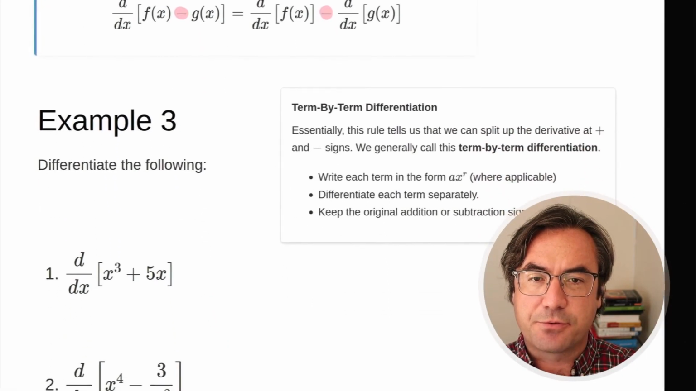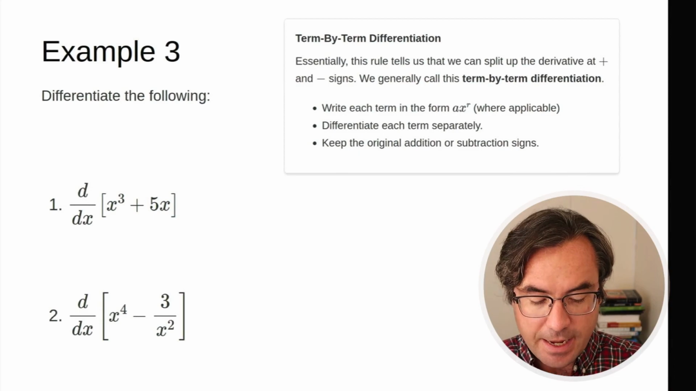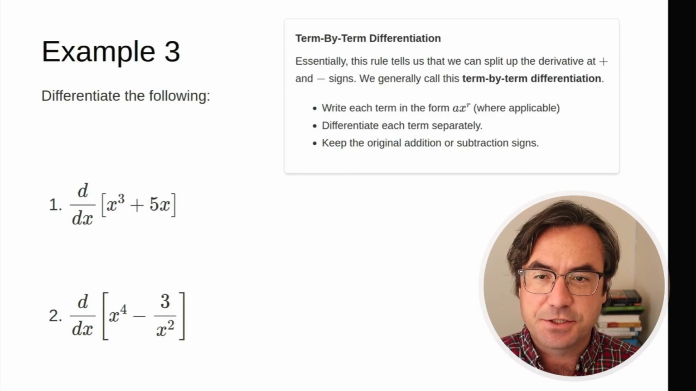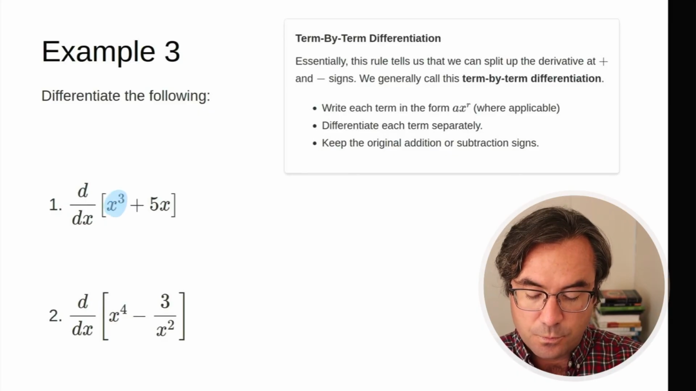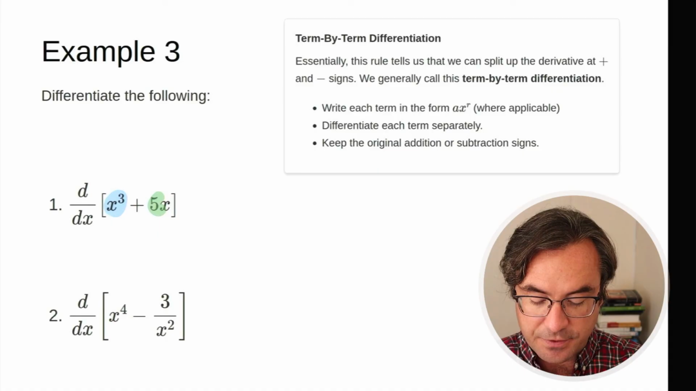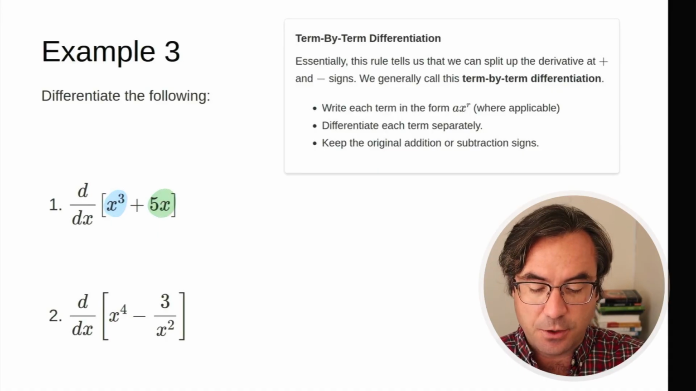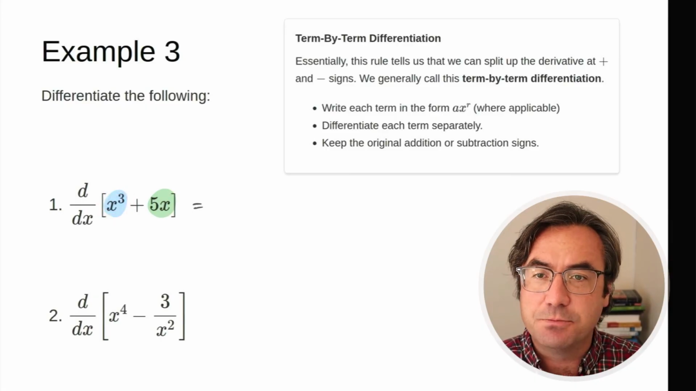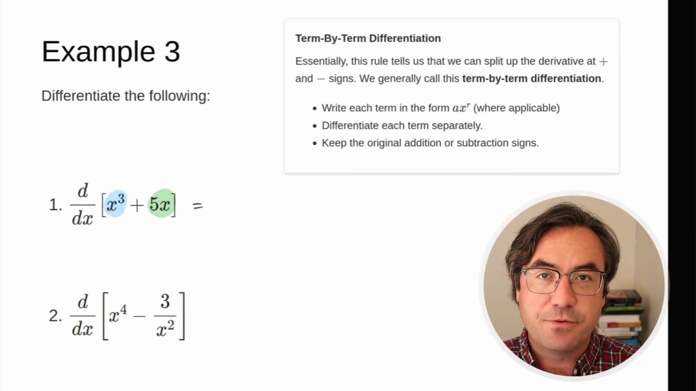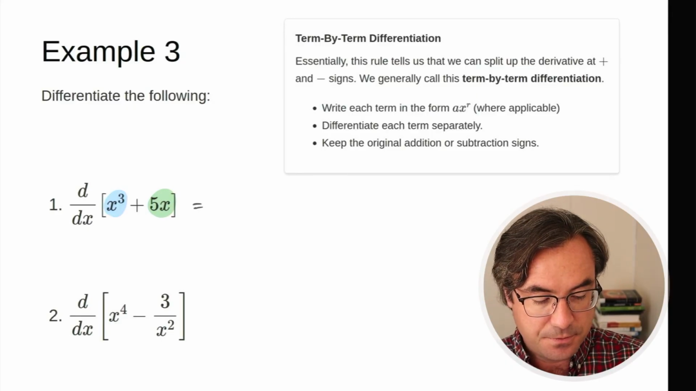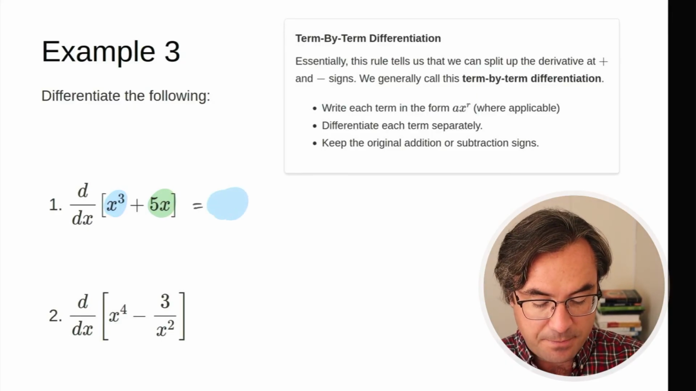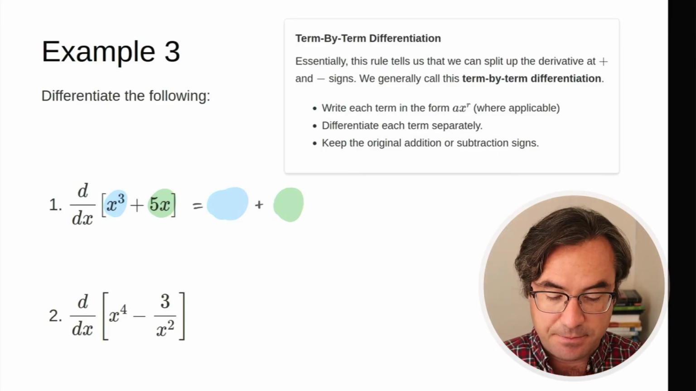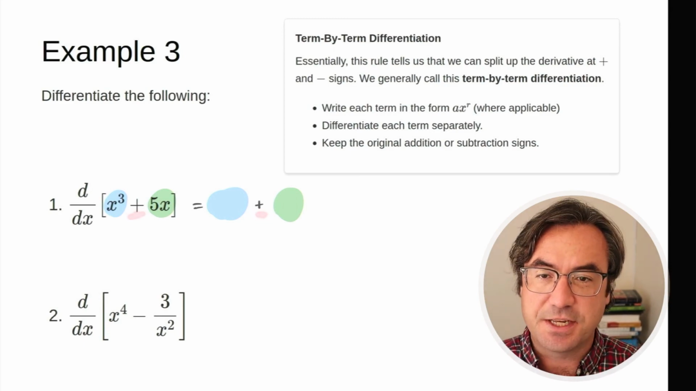We're going to look at example 3, and let's just do the first one. So x cubed plus 5x. We want to differentiate this whole thing. Well, we look at the first term, we look at the second term, and we're just going to differentiate each of those on its own. So for that first term, we want to differentiate x cubed. We'll get the derivative of that, we'll get the derivative of 5x, and then the plus sign is just going to stay the same.